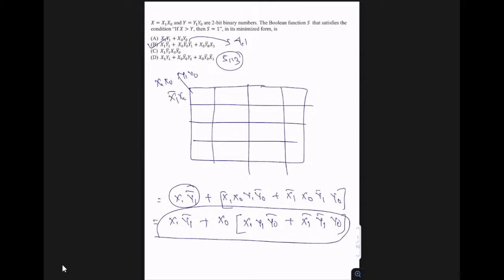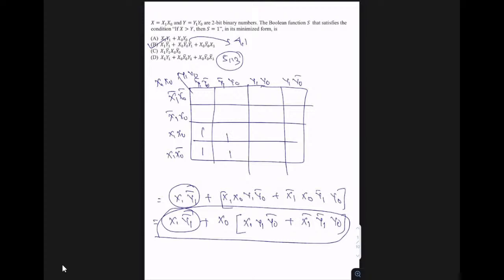This is your x1 bar x0 bar, this is x1 bar x0, this is x1 x0, this is x1 x0 bar. And this is y1 bar y0 bar, y1 bar y0, y1 y0, and this is y1 y0 bar. If I ask you to plot this, where will x1 and y1 bar come? x1 means these two rows are selected, right? And y1 bar means these two columns are selected. So if I ask you to plot it, you'll get it like this.